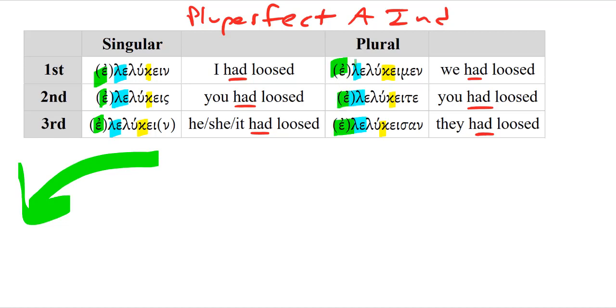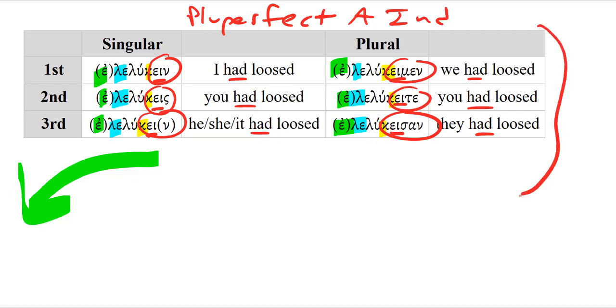The augment is not always there, but you're like, well, if it's not always there, how do I know it's pluperfect? Well, you're also going to know because of this distinctive diphthong here. It does not use the alpha endings. It's lelukein, lelukeis, lelukei, lelukeimen, lelukeite, lelukeisan. Again, you're not even really being asked to recognize this. You're just being exposed to this, like being exposed to some sort of germ. You're inoculating yourself against it. Just being aware of it, reading it, thinking about it for a moment, and moving on pretty rapidly.